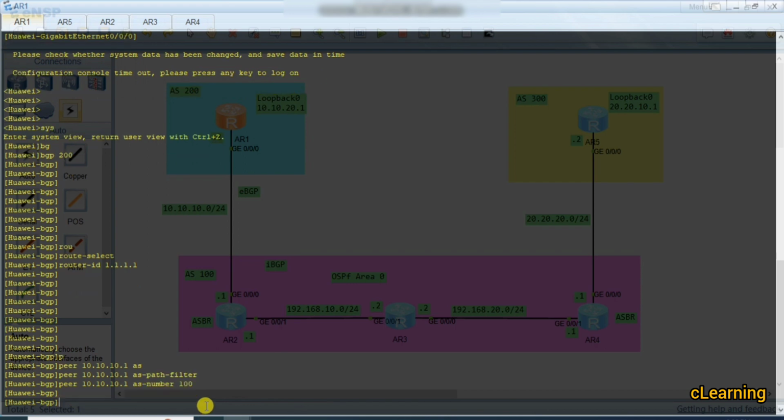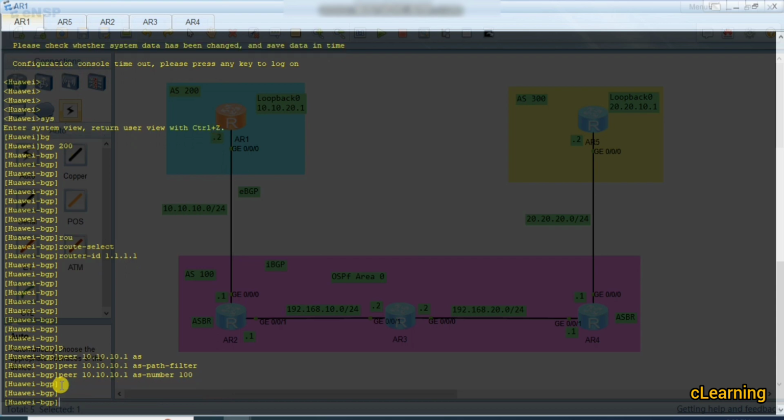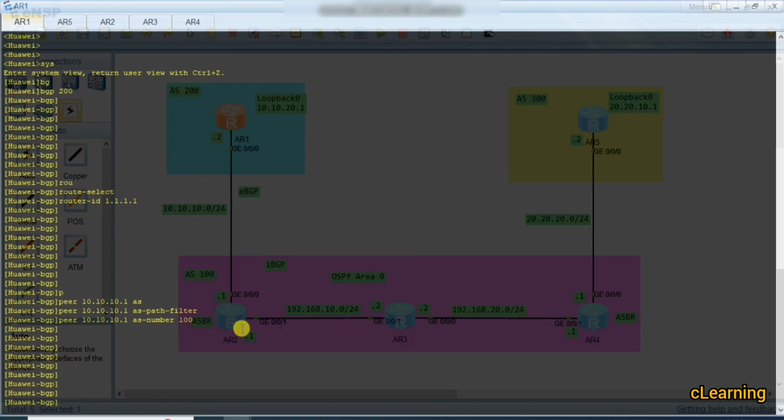If you give 100, it means this is an eBGP relationship. If the autonomous system number is the same, if this is 200 and here we also write 200, it means that this is an iBGP relationship. If the autonomous system number is the same as ours, it will be iBGP. But here the autonomous system in which we are and the autonomous system of the peer are different, which means this is an eBGP relationship. Okay, we write the peer.